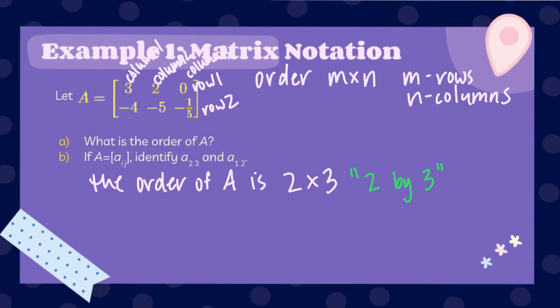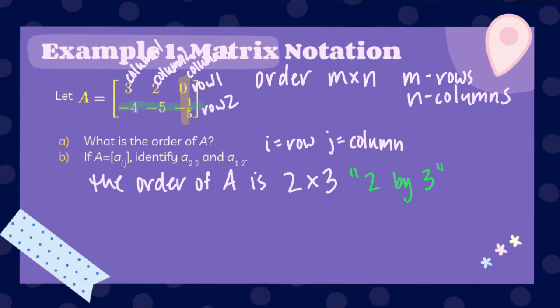Example B. If A equals A sub ij, identify A sub 2, 3 and A sub 1, 2. So remember that the first subscript, i, refers to the row number, and the second subscript, j, refers to the column number. So if we were looking for 2, 3, we would be in row 2, and we would be in column 3. So that would be negative 1/5.